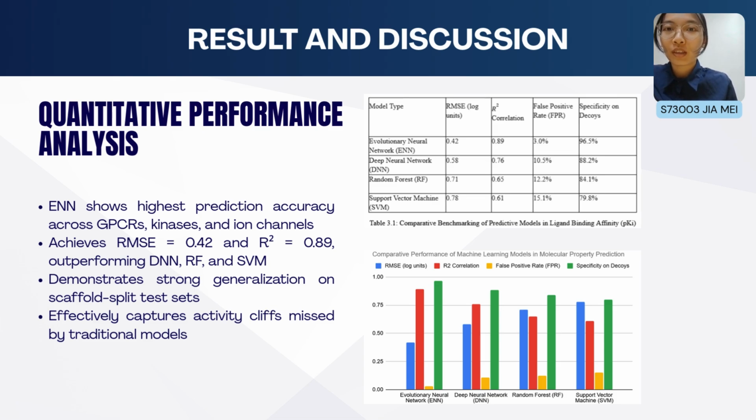Moving on to our results and discussion, our quantitative performance analysis reveals that the ENN shows the highest prediction accuracy across GPCRs, kinases, and ion channels. Quantitatively, the ENN achieved a global RMSE of 0.42 and an R-squared of 0.89, outperforming DNN, random forest, and SVM. By utilizing a scaffold-based methodology, the ENN demonstrates strong generalization and effectively captures activity cliffs missed by traditional models. This precision allows us to reliably distinguish high-potency binders from low-potency compounds.